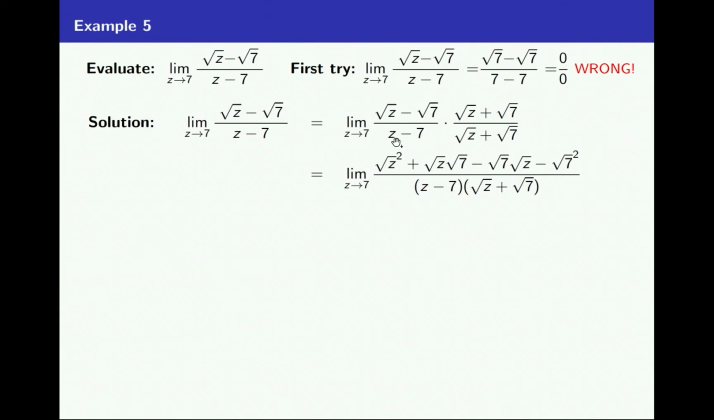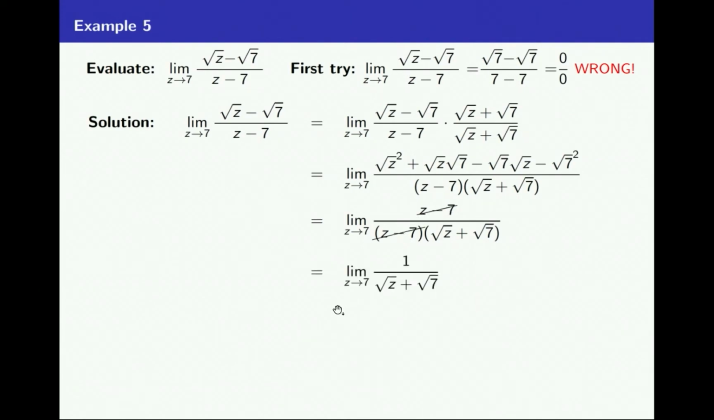And on the bottom, we just multiply these two terms in. We're not going to distribute that because we want the z minus 7 to cancel. So on the top, we're only left with the square root of z squared, which is a z, and a minus square root of 7 squared, which is a minus 7. So here we are in a situation where these two terms cancel, and we're left with the limit as z approaches 7 of 1 over square root of z plus the square root of 7.